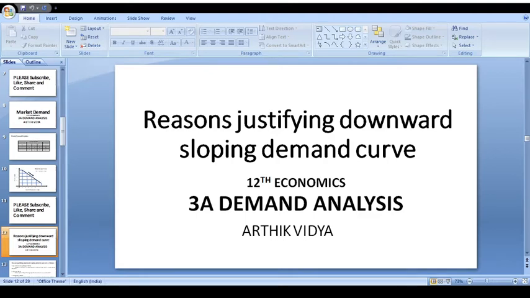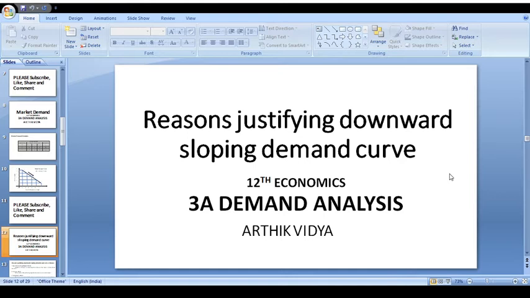We are studying class 12 economics. Our today's topic is the reasons for a downward sloping demand curve. Students, before this, we have studied the market demand curve, and the slope of a market demand curve is downward, left to right. Now let us go forward. The reasons for a downward sloping demand curve are as follows.